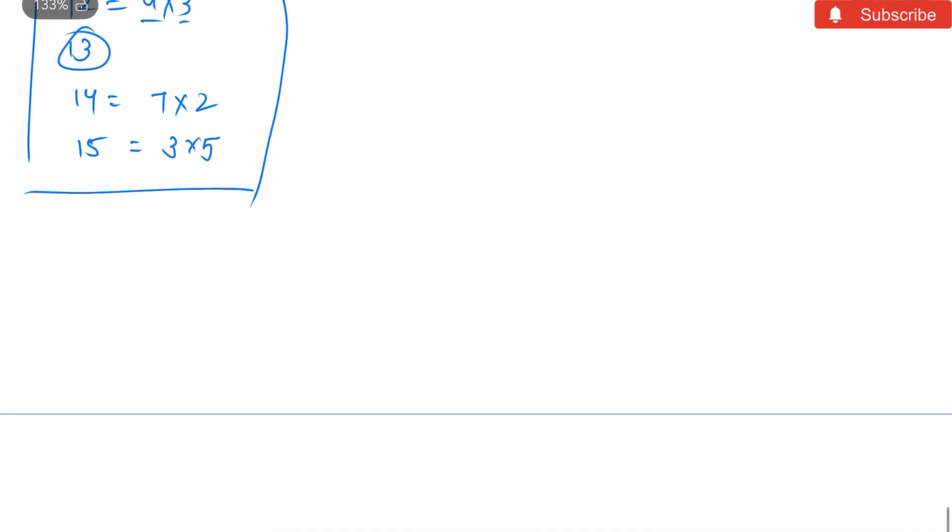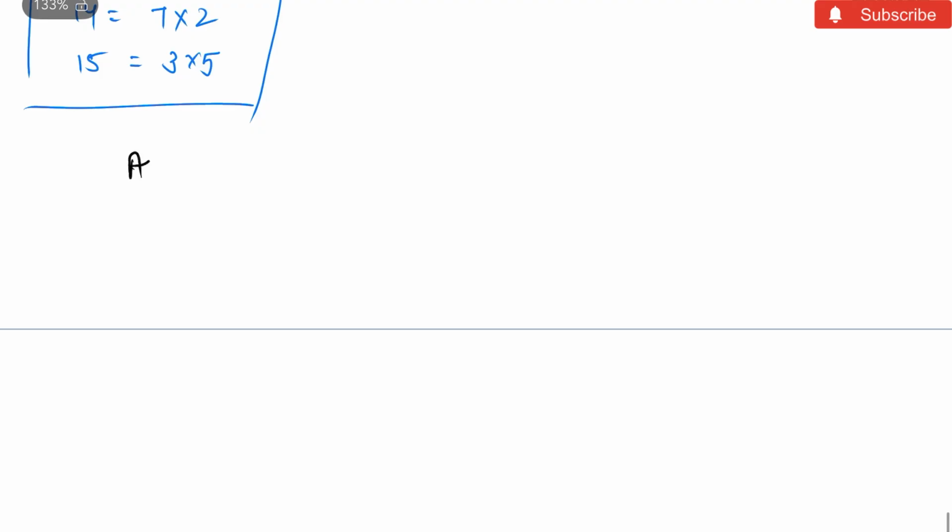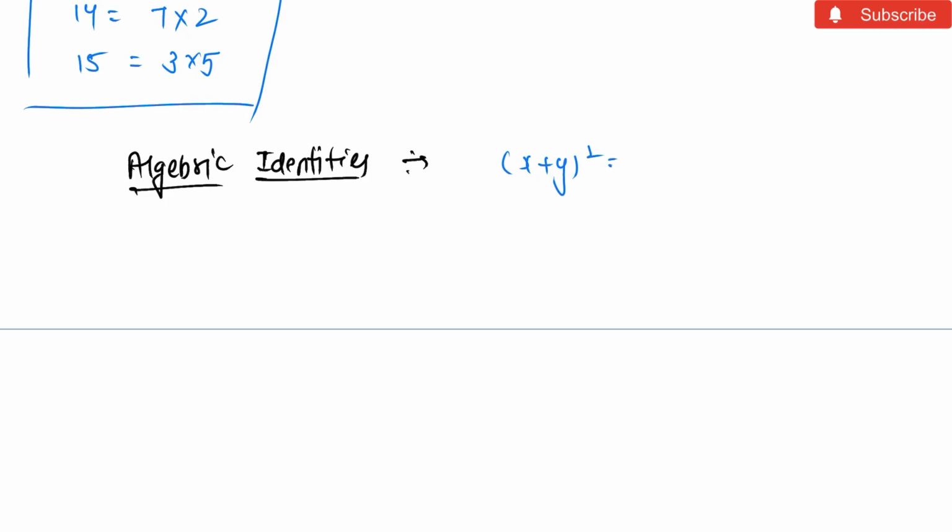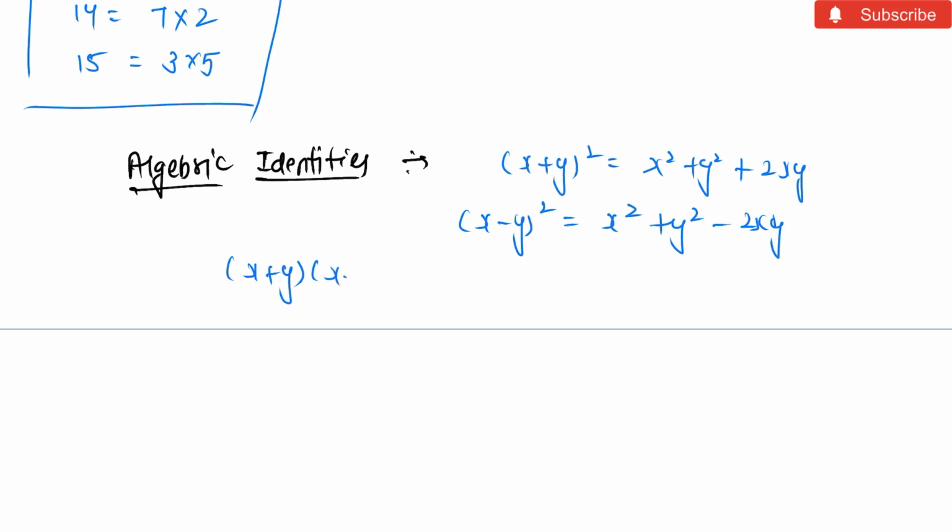Now we have some algebraic expressions or identities, which we are going to use in the next upcoming classes, like you know all the identities that you studied in class 9. Like the first one is (x plus y) whole square, which is x square plus y square plus 2xy. Then we have (x minus y) square, so it is x square plus y square minus 2xy. And if we multiply (x plus y) by (x minus y), then we have x square minus y square.